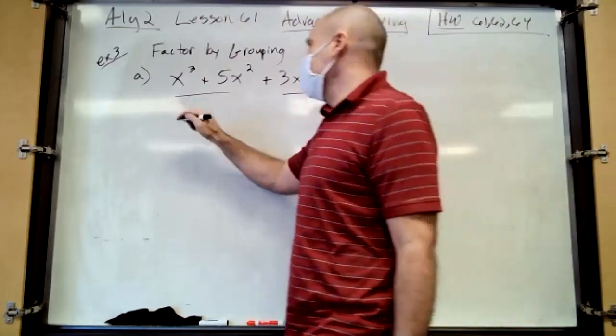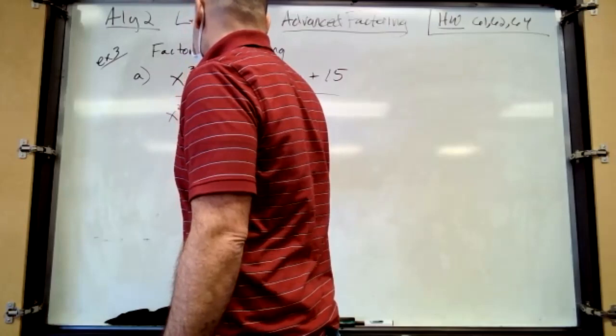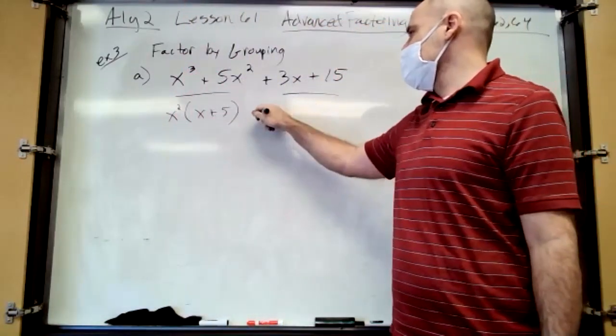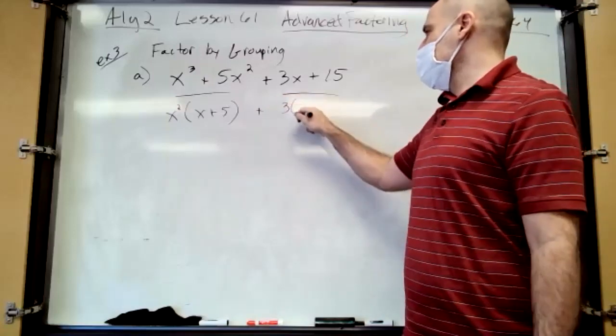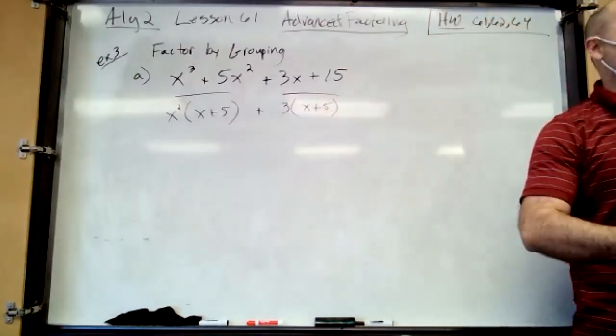X squared. When I take an x squared out, what do I get? X plus 5, right? Now watch this. This is magical. What can I take out of this? A 3. So now I can factor this.